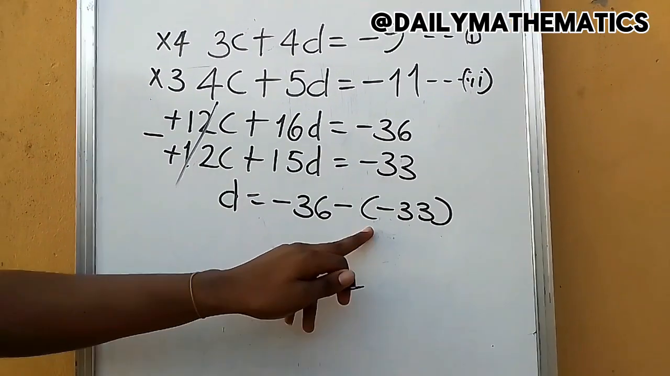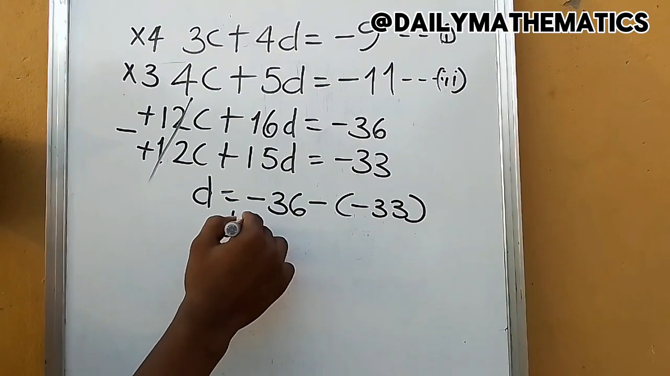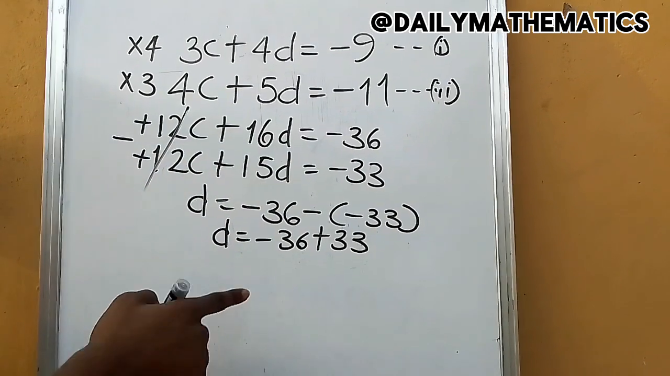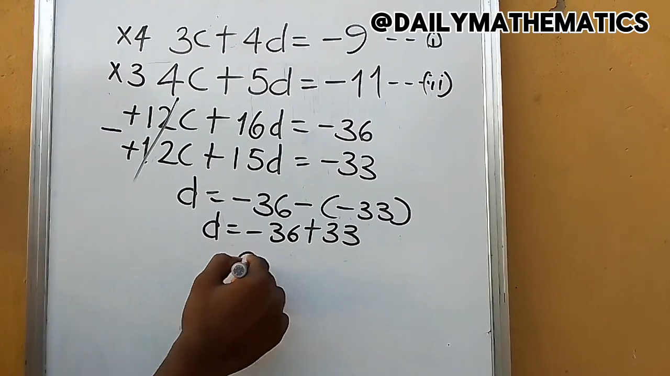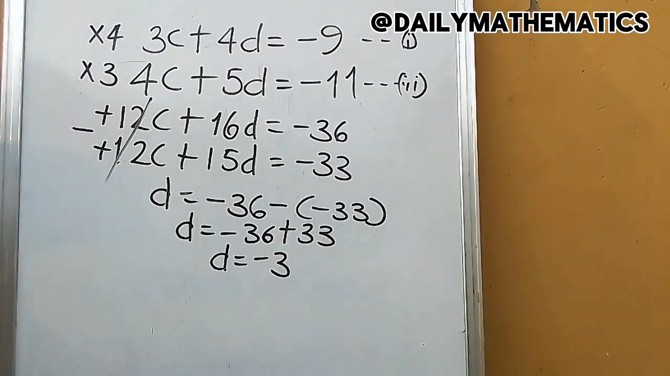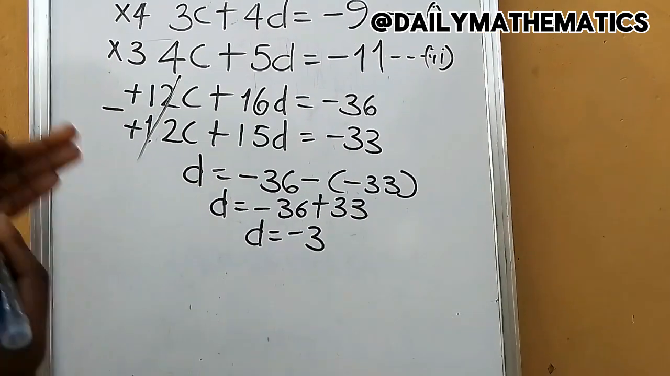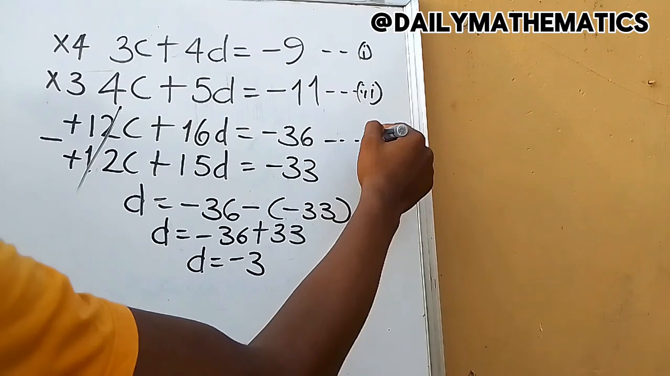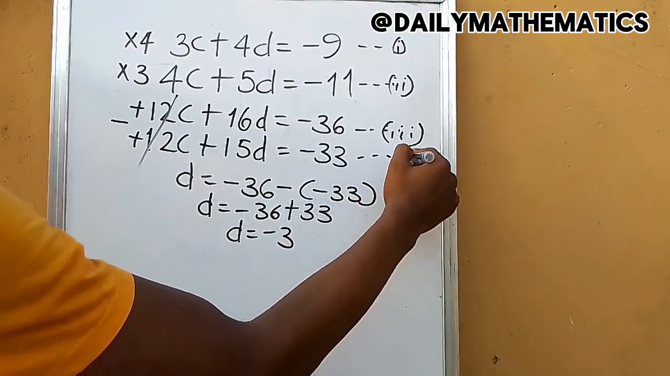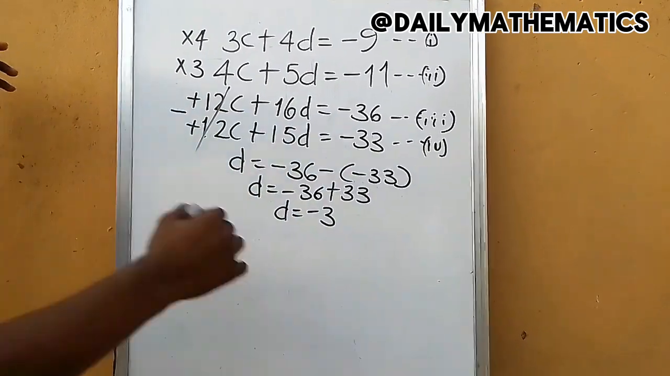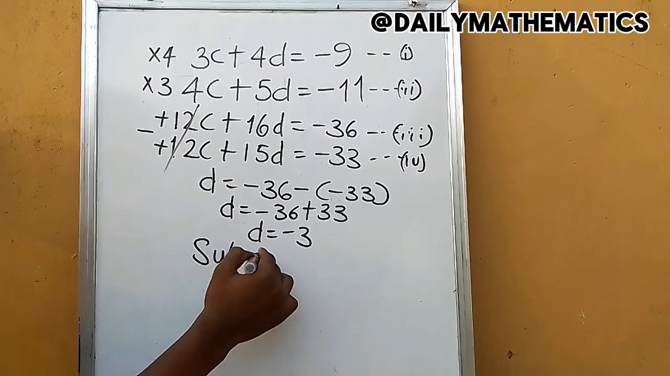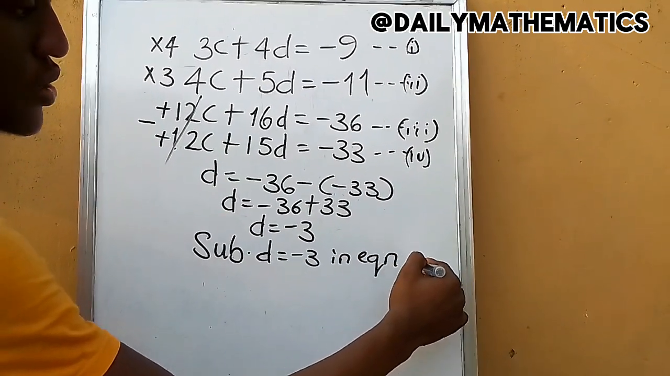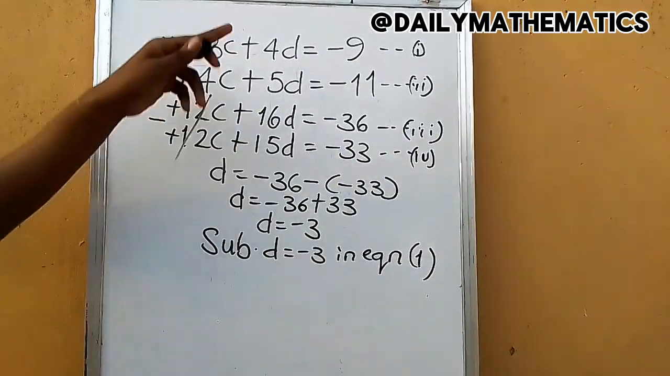The minus and minus here gives us plus. So D is equal to minus 36 plus 33. So D is equal to minus 3. So this D now becomes minus 3. Then we substitute it in any of these equations, either the first one, the second one, even the third one and the fourth one. We can substitute it in any equation. So from here we substitute D equals minus 3 in equation 1.